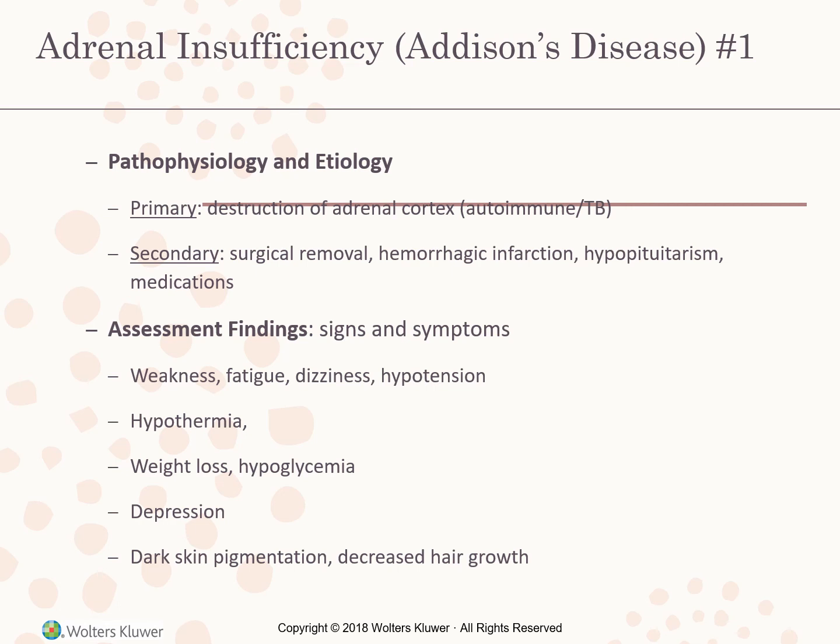Adrenal insufficiency, which is also known as Addison's disease, is an inadequate production of steroid hormones and classified as either primary or secondary. So, primary adrenal insufficiency, which is Addison's disease, results from destruction of the adrenal cortex by diseases such as tuberculosis. It can also be an autoimmune disorder in which antibodies formed by the client's immune system will destroy the adrenal tissue. But in many instances, the cause is unknown.